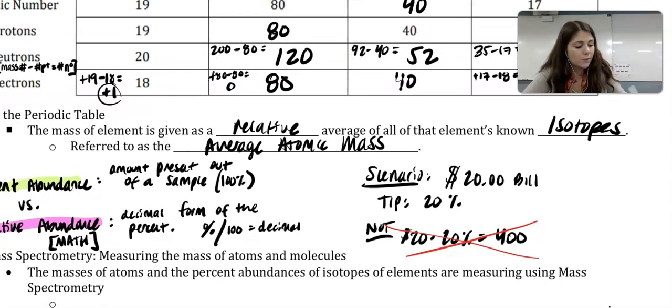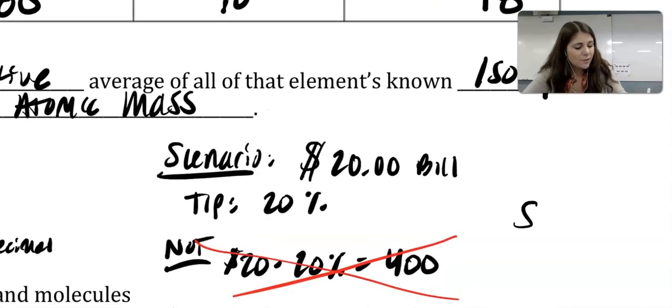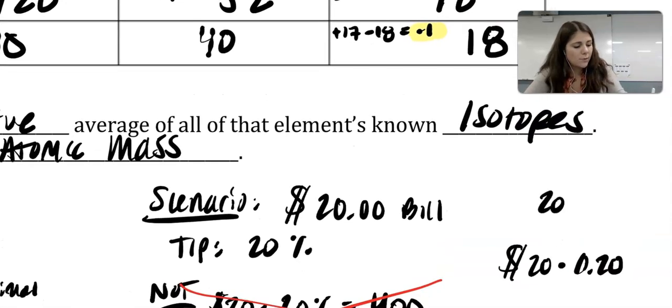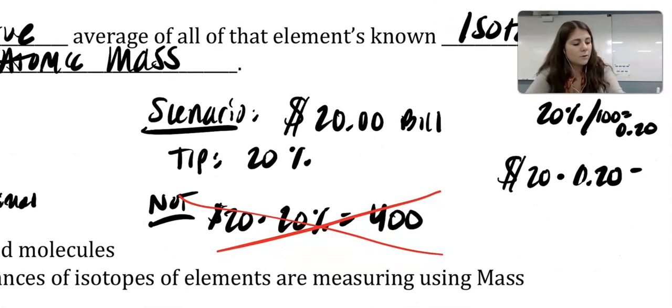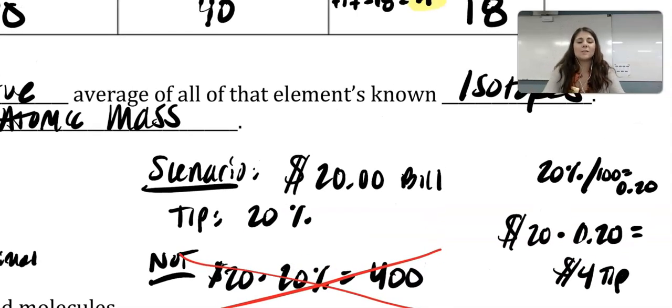So here what you would do, sorry, I'm going to zoom in. Here you would take the $20 bill and multiply by 0.20, because here if you take 20% and divide by 100, you get 0.20. So here, this actually helps us with the math. Here, 20 times 0.2 gives us our $4 tip. So here, always take that percent out of 100 if you're going to be using math with that percent.